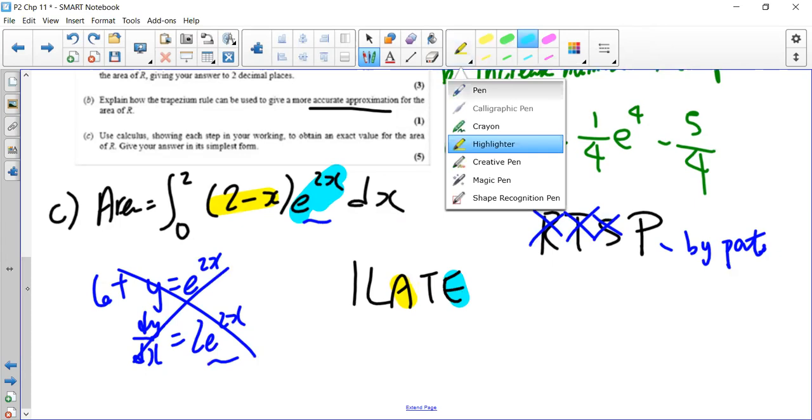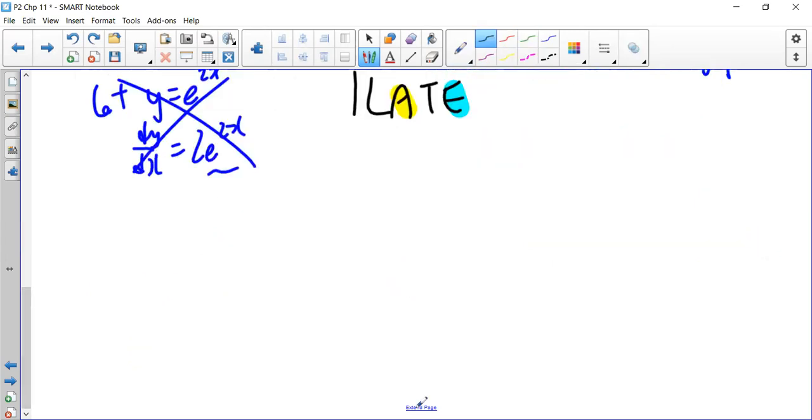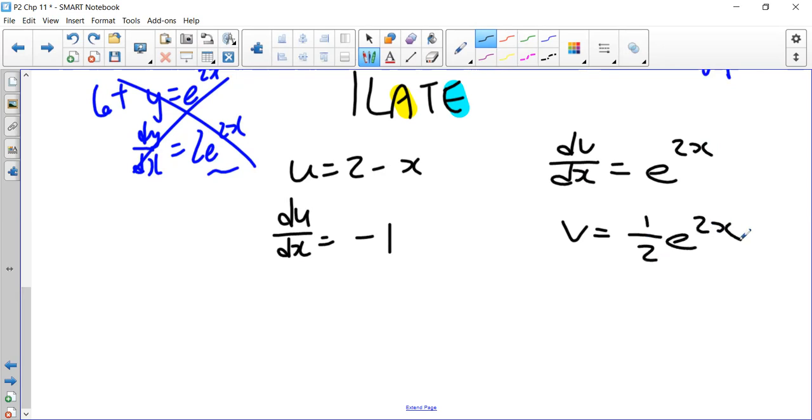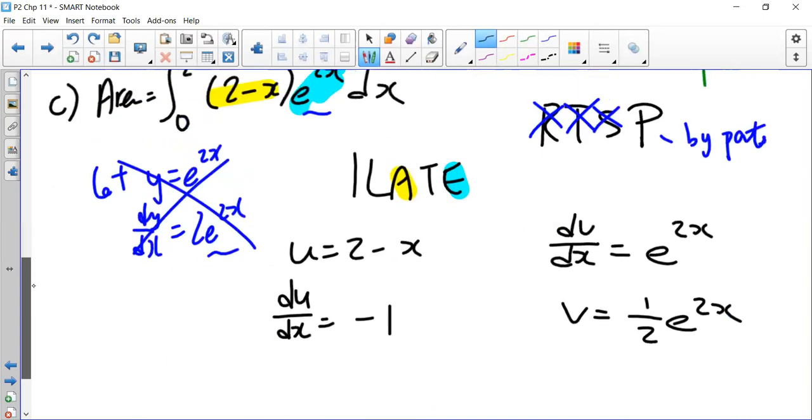So we're going to let u be the algebra, so u equals 2 minus x. And then dv by dx equals e to the power of 2x. We differentiate and find a counterpart for each of them. We differentiate this, it's minus 1. We integrate dv by dx: integrating e to the power of 2x gives a half e to the power of 2x. Remember, we divide by the power of x in here, the power of e.